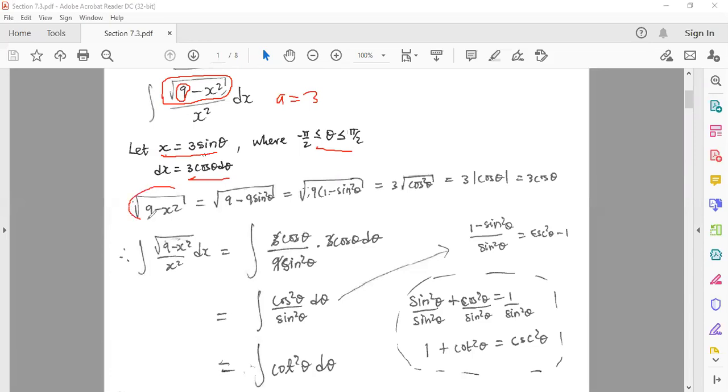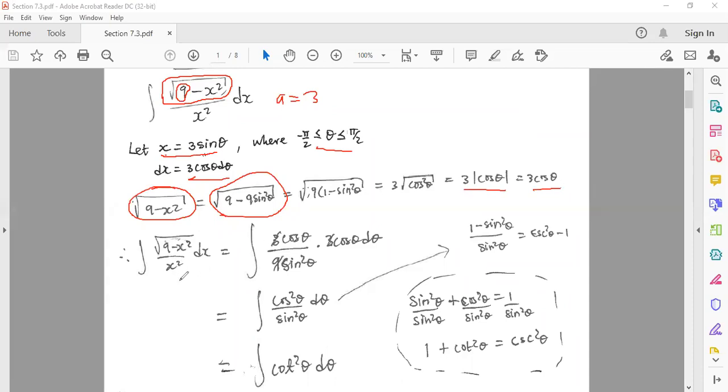Let's start with this root. I have root 9 minus x squared. If you put x is 3 sine theta, you end up with square root of 9 minus 9 sine squared theta. If you factor out the 9, notice you end up with 1 minus sine squared, which is cos squared. And the square root of a number squared is the absolute value of that number. So in this case, you just have 3 absolute value of cos, which is just 3 cos theta. All right, very important. It's just 3 cos theta.